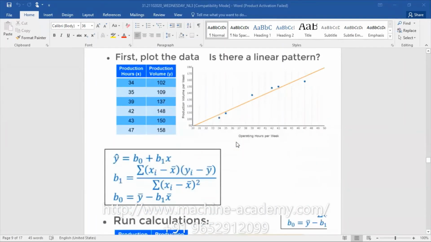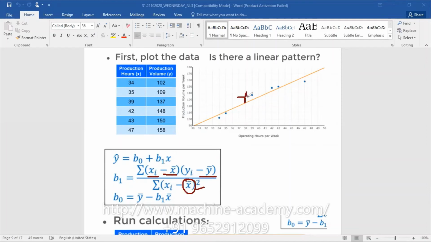Here is the formula we are going to utilize to work it out. Linear regression formula: Y = B naught + B1 X1. Now observe in depth the B1 coefficient. What is the B1 coefficient and how is it elaborated? It is sigma of (x minus x cap)(y minus y cap), divided by sigma of (x minus x cap) whole square.